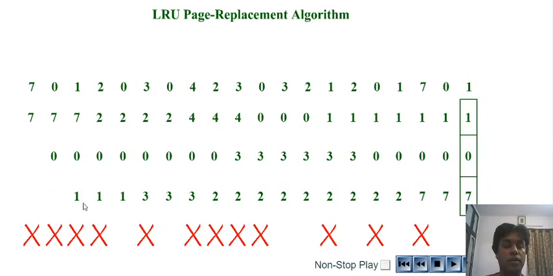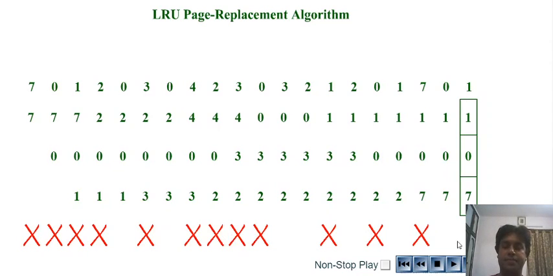So if you count, we have 1 page hit, 2, 3, 4, 5, 6 and 7 page hits. And if we count page faults, we have 1, 2, 3, 4, 5, 6, 7, 8, 9, 10, 11, 12. We have a total of 12 page faults.